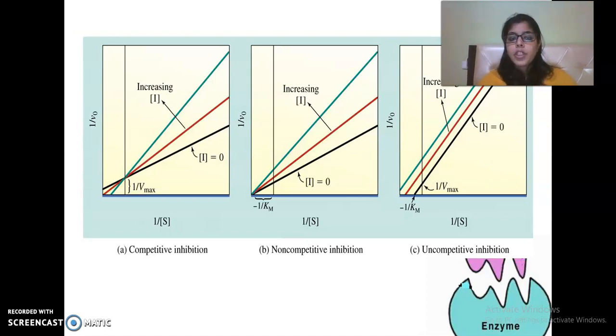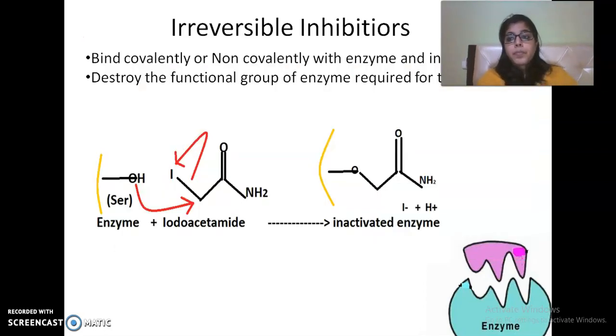All the graphs which we have learned for all three types of inhibitors are asked in the exam, and it is very important to draw this graph, with a well labeled x and y axis along with the inhibitor curve, without inhibitor curve, and proper plotting of Km and Vmax fetches you good marks. Okay. Then these all three types were reversible inhibitors.